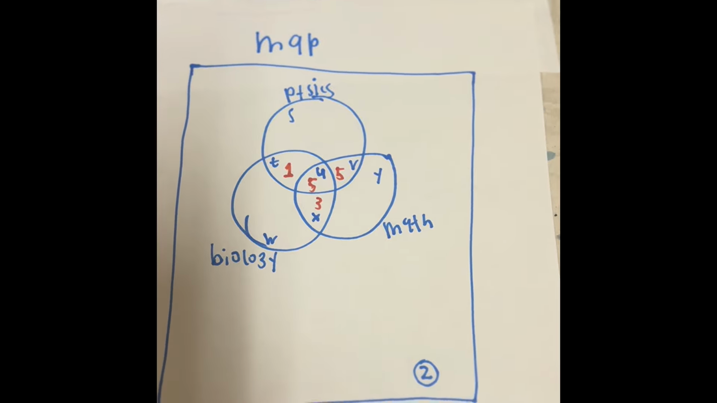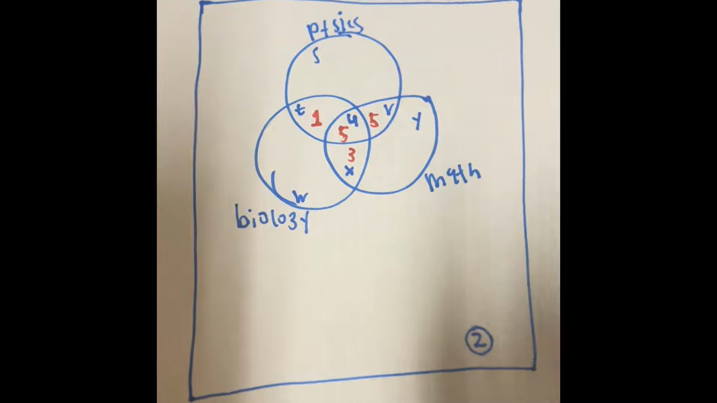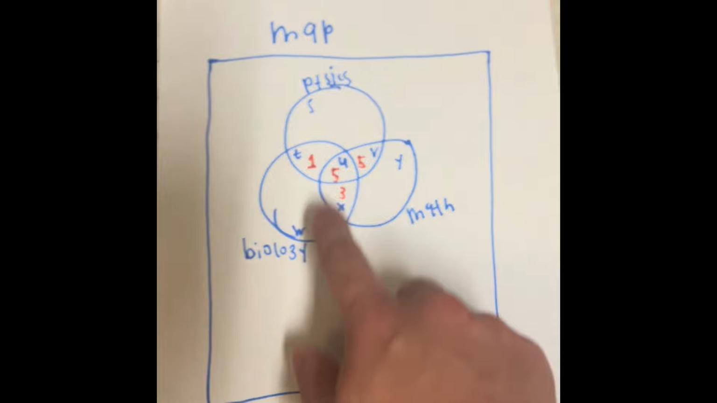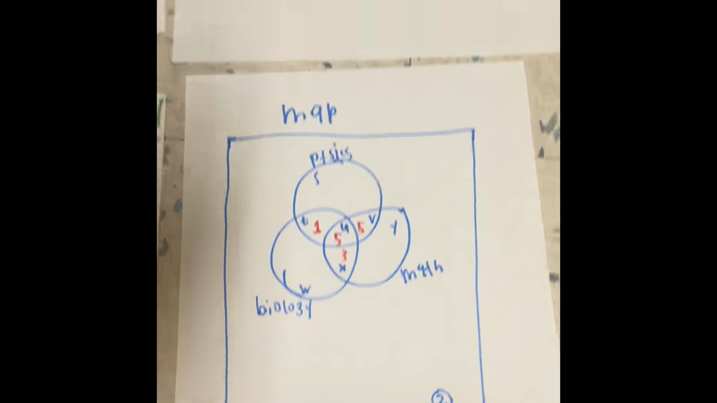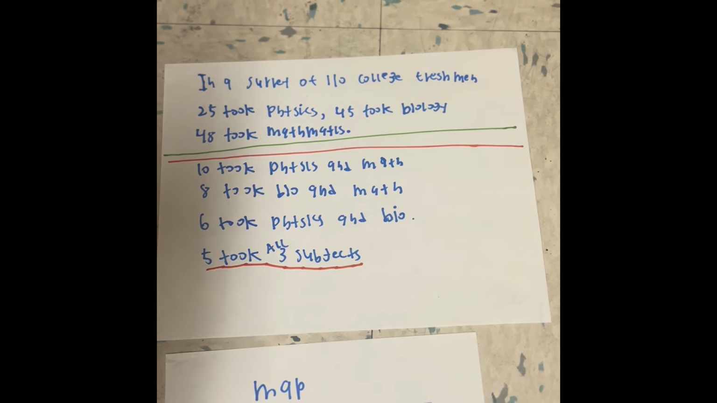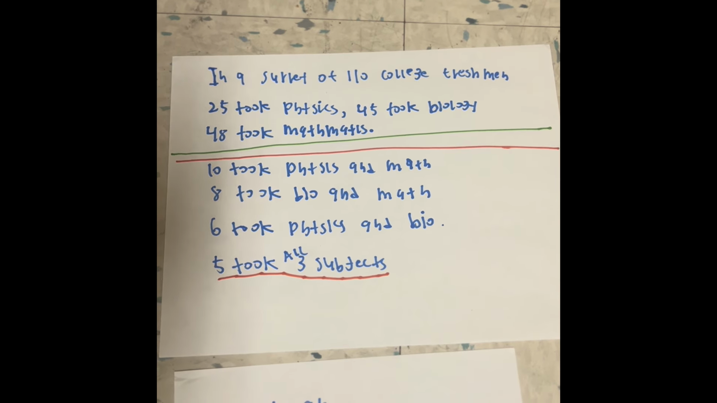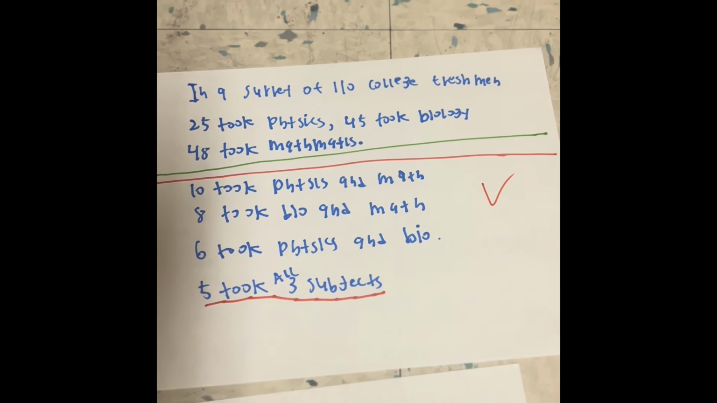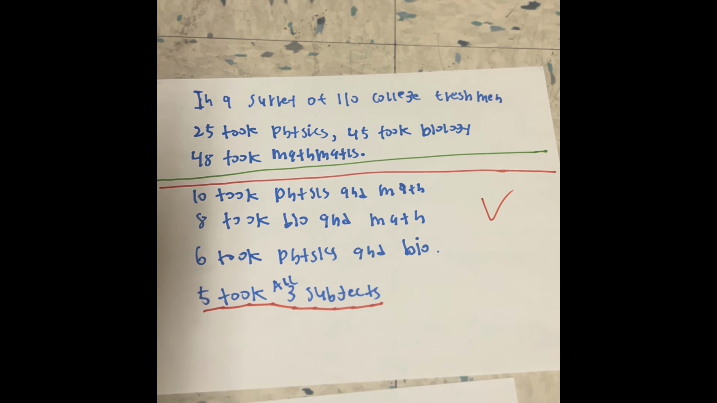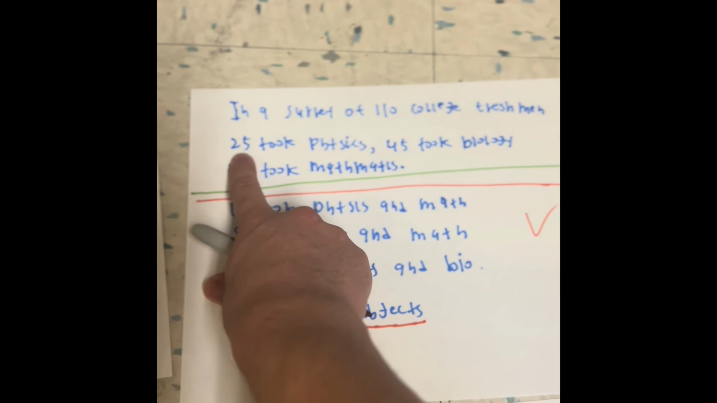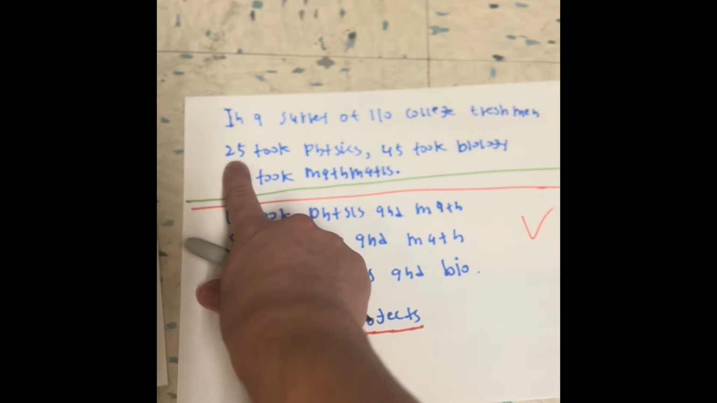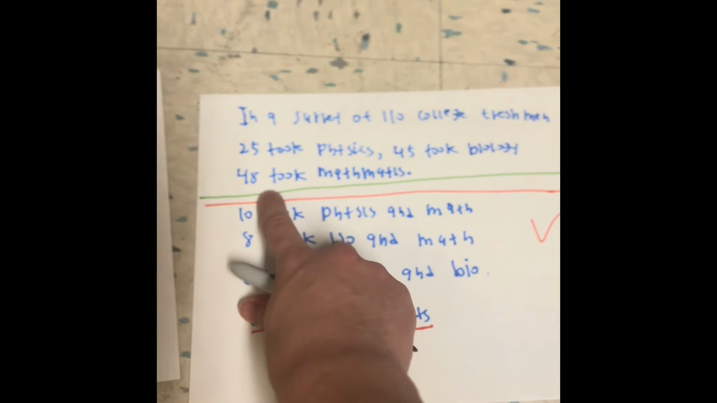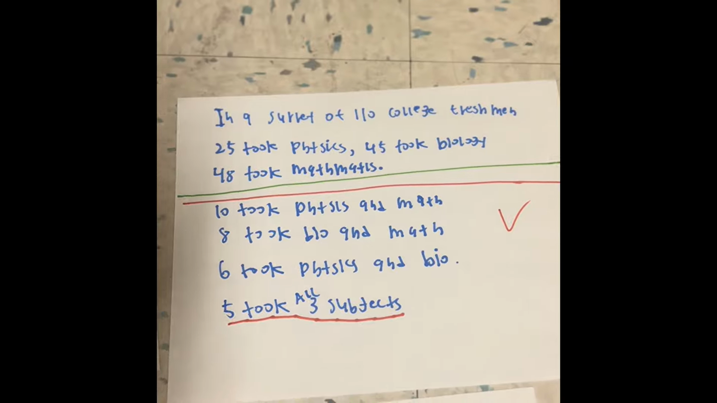Let's see what happens. So right over here, since we found everything on the inside, we now want to know how to find everything on the outside. So we already have figured out half of the entire problem, which was trying to juggle all this stuff right here. Check. What we have to do now is make equations where we are given the problem or the ideas. 25 took physics, 45 took biology, and 48 took mathematics.